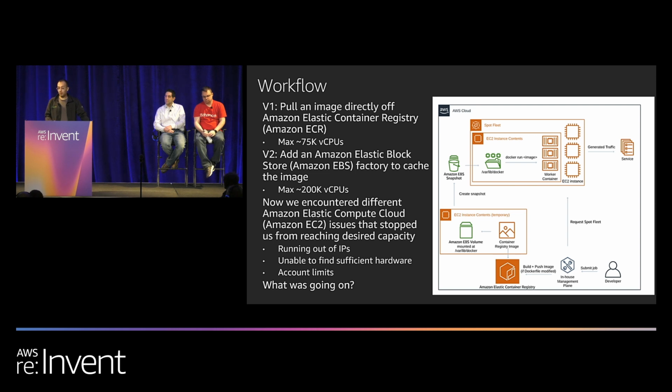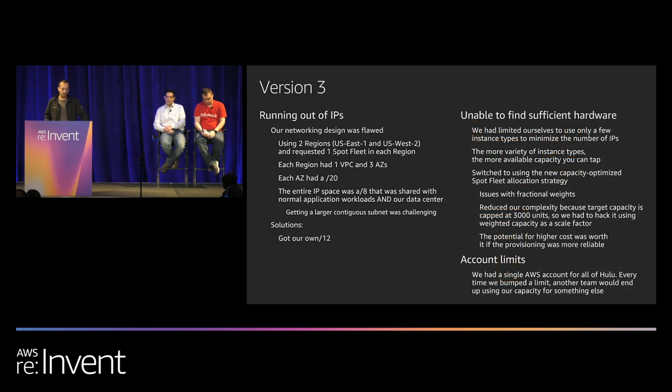The first was we kept running out of IPs. The second is whenever we requested a Spot fleet, sometimes we would be unable to find sufficient hardware. And the third is that we would hit different account limits. So how exactly did we work through these?